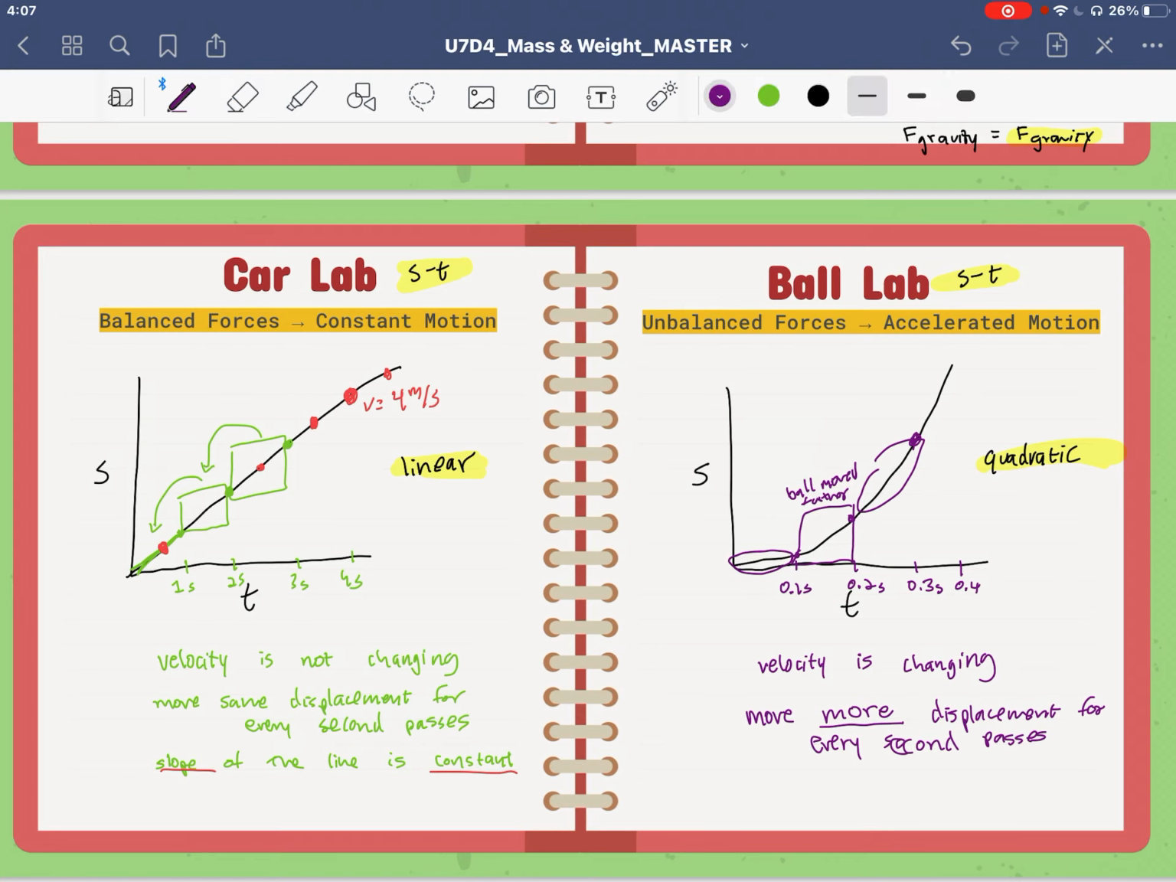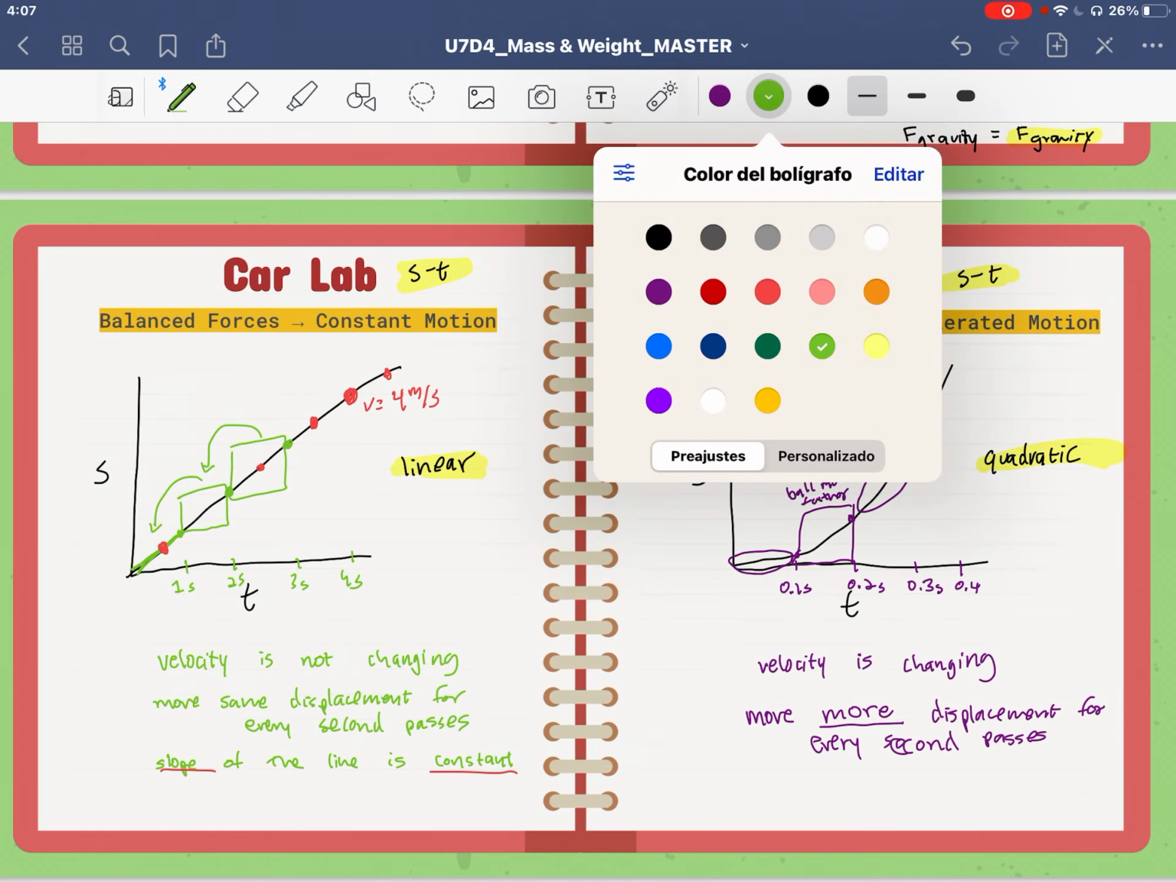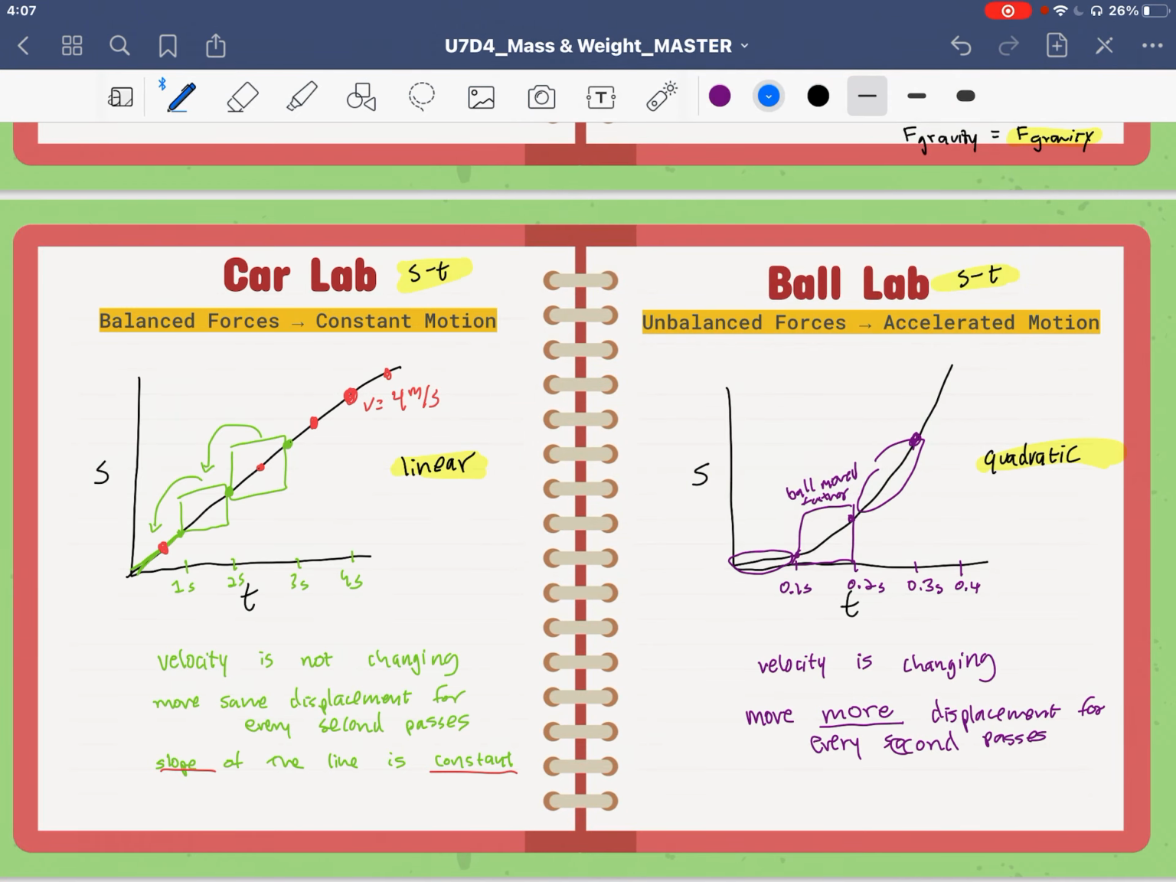Well, the slope at this point right here, if I draw a tangent line to get the slope at this point right here, whatever slope this is, let's say it's, I don't know, 2 meters per second, that's going to be a different slope at a different point in the line. Maybe here, the slope is, I don't know, 5 meters per second. For example, these numbers are just an example.